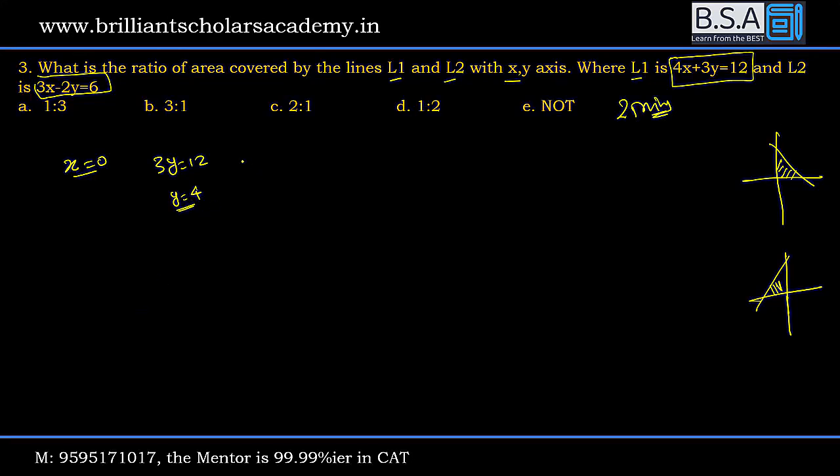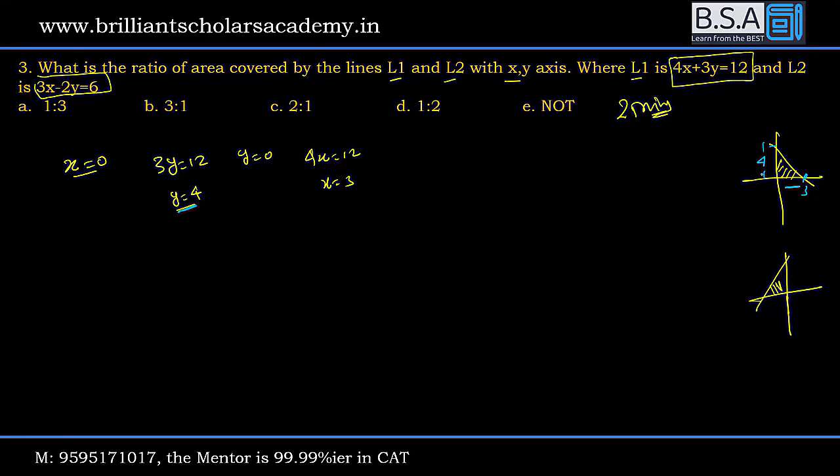Now in the first one, you make y is equal to 0. So what do you get? You get 4x is equal to 12. So you get x is equal to 3. So these are the intercepts. This is x is equal to 3. So the base is 3 and y is equal to 4. So the height is 4.